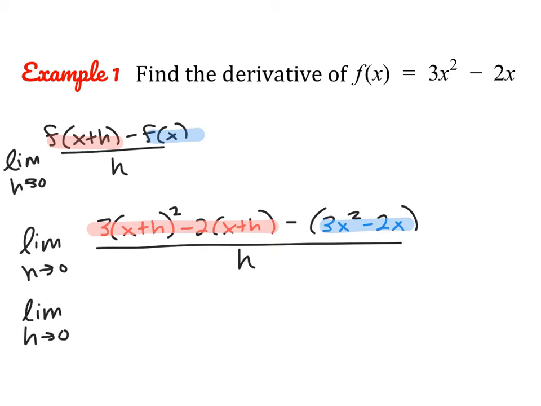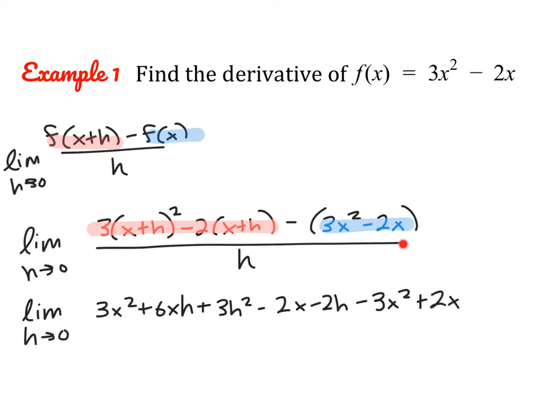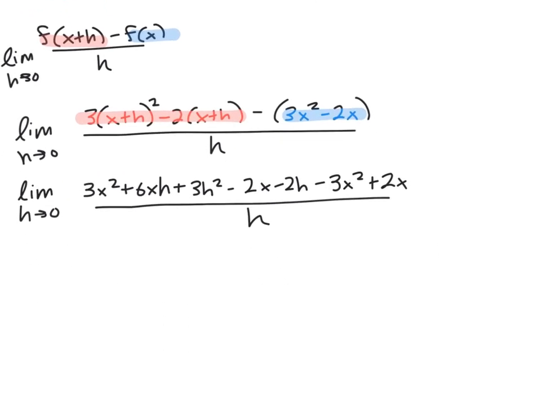So if I multiply out this binomial and distribute in the 3, we're left with 3x squared plus 6xh, because 2xh times 3, plus 3h squared minus 2x minus 2h minus 3x squared plus 2x. That's why I'm really careful about grouping f of x, because we have to distribute that negative to the entire function.